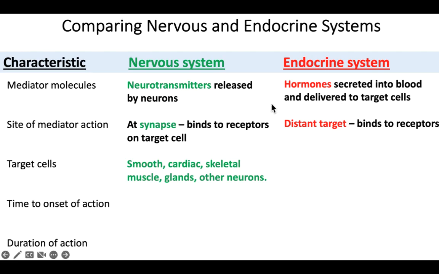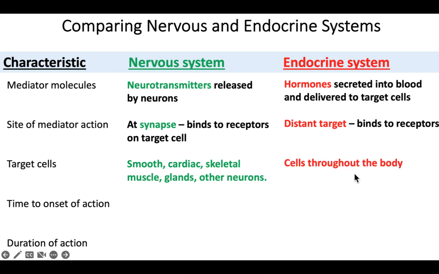The target cells, so basically what does the nervous system control? It can control all different kinds of muscle. Smooth muscle, it might control how food is moving down your GI tract, or it might control the diameter of your airway by controlling smooth muscle. It can influence your heart. So we've got neurons and nerves that can speed up your heart or slow down your heart. Stimulates skeletal muscle contraction. We learned about that in A&P1. It can control glands like sweat glands, and it can control other neurons. So that looks like that's almost everything.